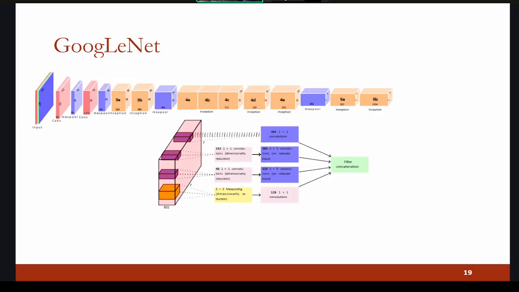You can see here, initially the input image is given, and you have a convolution layer, max pool layer, and there are inception modules between the max pooling layers. This inception module performs different convolutions in parallel, and all those convolution outputs are concatenated and given as input to the next layer, which is your max pooling layer. By doing so, they were able to reduce the number of parameters. That is the achievement of Google DenseNet.